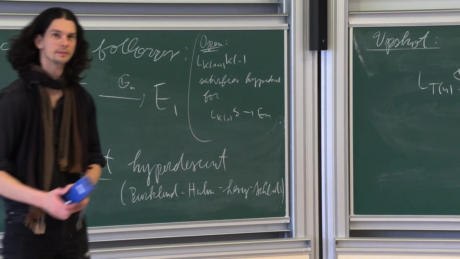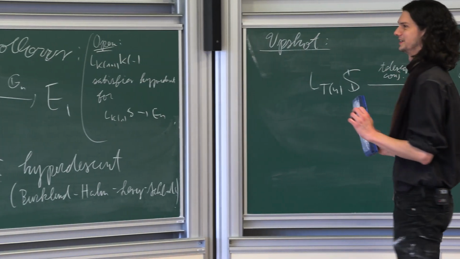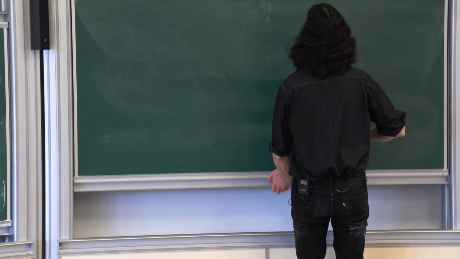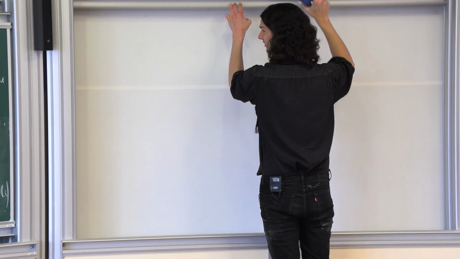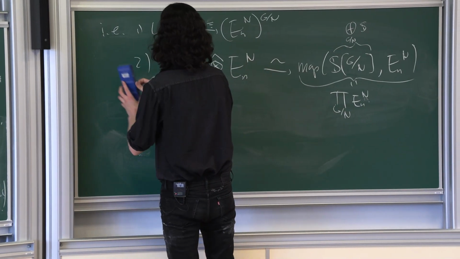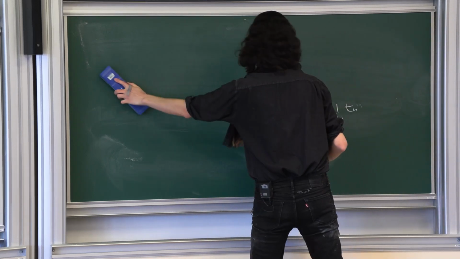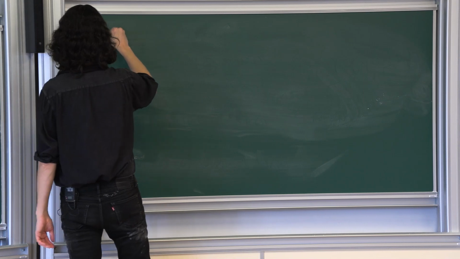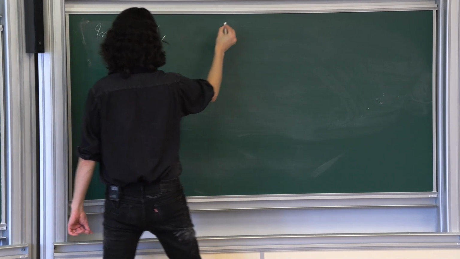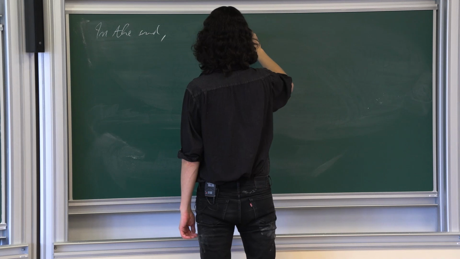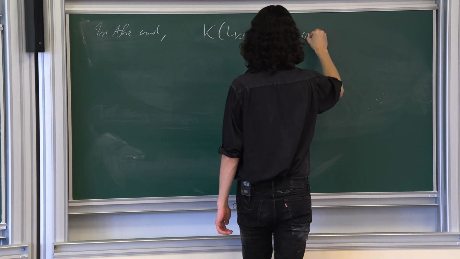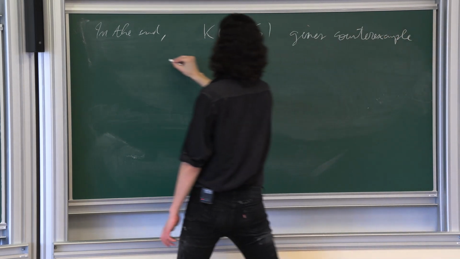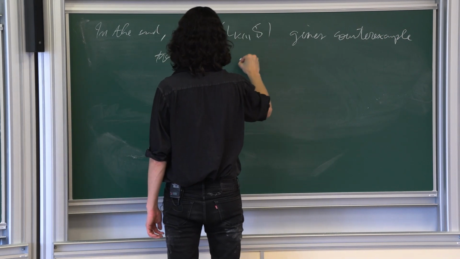Okay. Now, before the break, I want to do a little bit of philosophizing, which will set up the second half of the lecture. So in the end, it's the K theory of the K1 local sphere that gives the counterexample to the height 2 telescope conjecture.